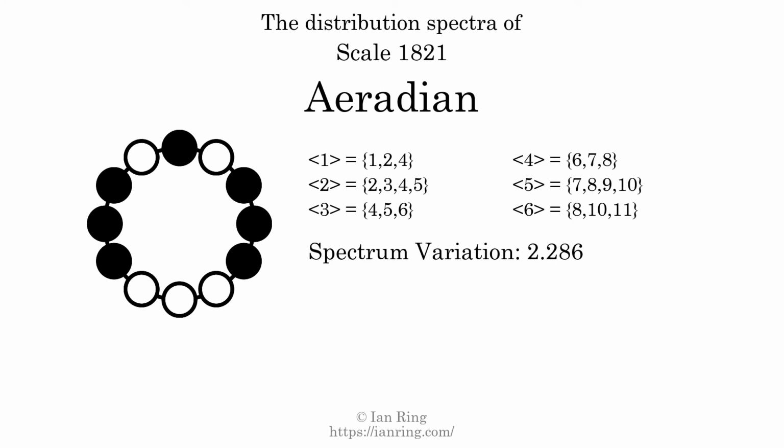The spectrum variation is the sum of all the widths, divided by the number of tones. The spectrum variation of this scale is 2.286. Since the variation is greater than 0, this indicates that the scale is not perfectly even. The highest spectrum width is 3. Since this is greater than 1, we know that this scale is not maximally even.